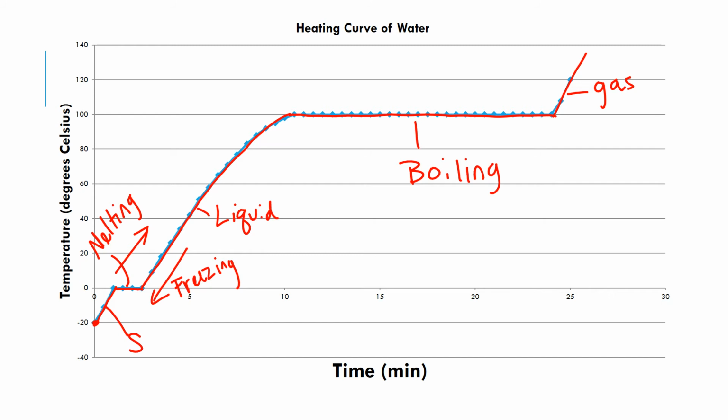So here we have boiling. We know that we have to put energy into water or anything to boil it or to evaporate it. Well, the opposite process is condensation, and so condensation will be exothermic.